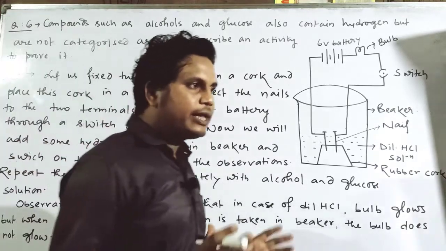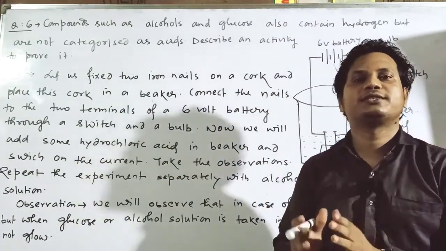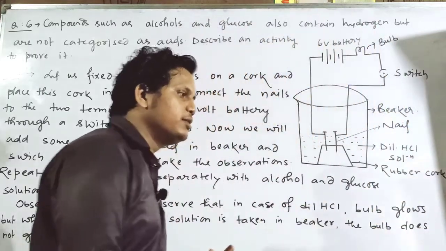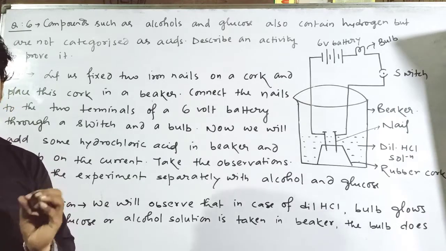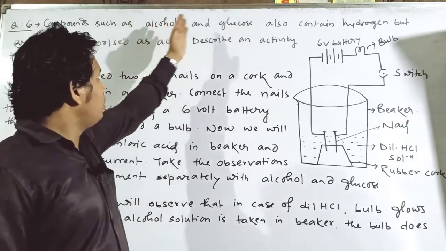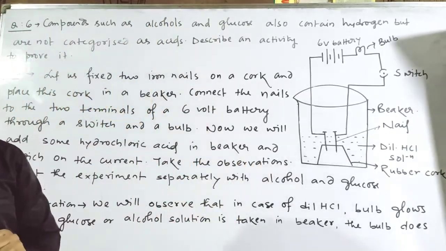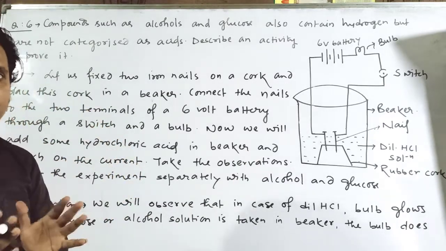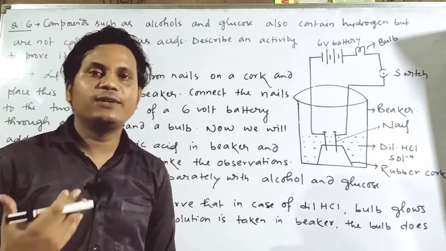So we know that acid contains H plus ion. They produce H plus ion in water. If we dissolve acid in water, then H plus ion will be produced in water, which is known as hydronium ion. Alcohol as well as glucose, in their formula hydrogen is present, but they are not considered as acid. So how can we prove it?